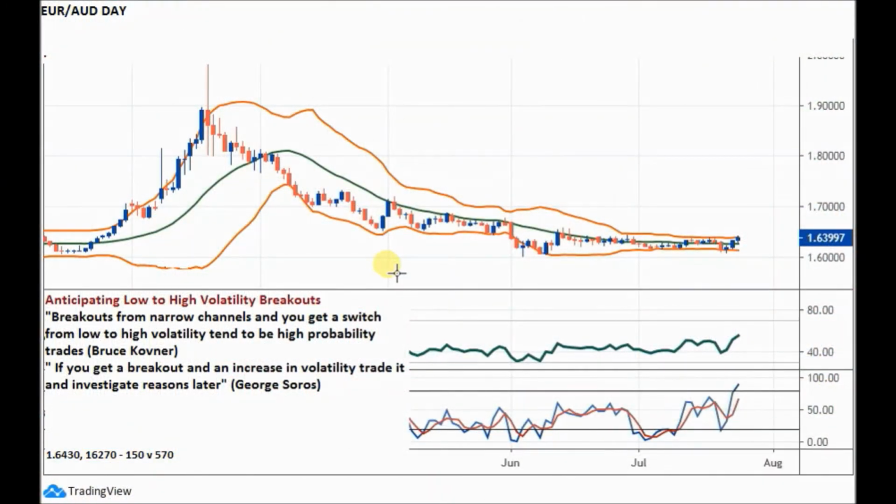Right, the trade setup I'm going to do first of all is Euro AUD. We're on the Euro AUD daily chart, and just before I do the trade setup, I just want to go through what we're doing here. We're going to be anticipating a low to high volatility breakout, okay? So a breakout from a range, which I'll draw in a moment.